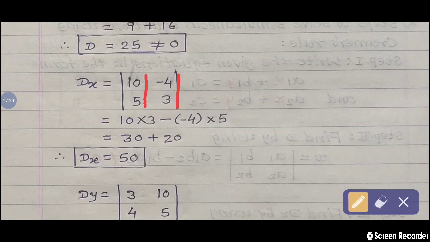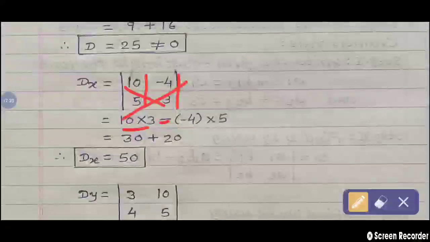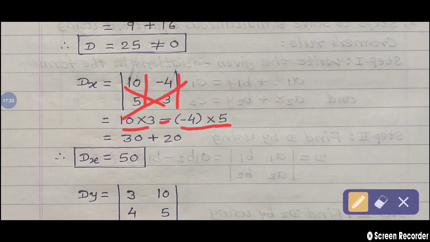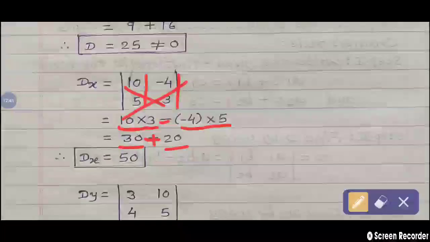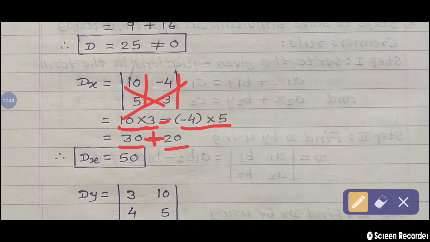So first multiplication is 10 multiplied by 3 minus, second multiplication is minus 4 multiplied by 5. Again minus of minus is plus. So 10 3s are 30 and 4 5s are 20. So make the addition, minus of minus plus. So 30 plus 20, answer is 50. We are getting the value of Dx is 50. Value of D is what? 25. And Dx value is 50.